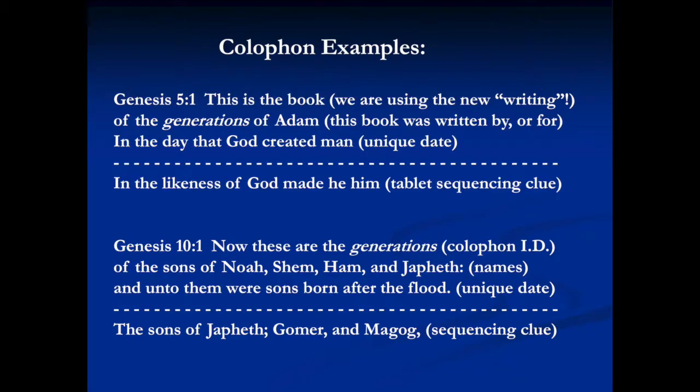Down here in 10:1, I skipped over a colophon in the middle that was pointed out. "These are the generations" colophon idea of the sons of Noah, Shem, Ham, and Japheth. That's probably 3 names, possibly a 4th one, depending on how you decide to count it. "And unto them were born sons after the flood," a unique date. We got a date again. The sons, this is the next tablet, the sons of Japheth were Gomer, Magog, the sequencing clue, and then later they'll have Shem and Ham down in the text. But anyway, these were other tablets that were ordered afterward.